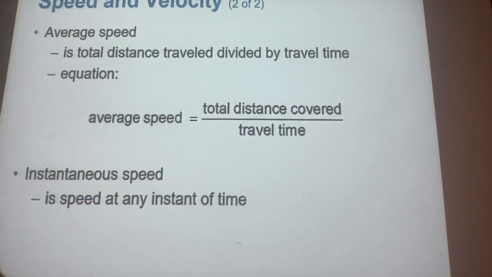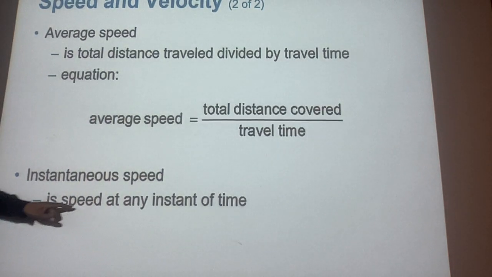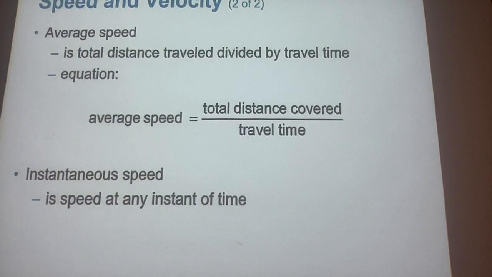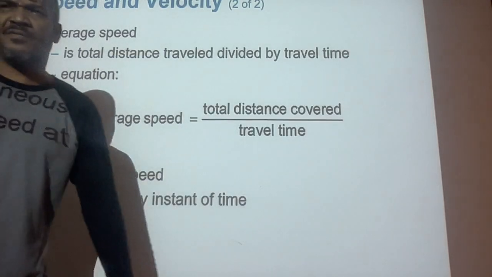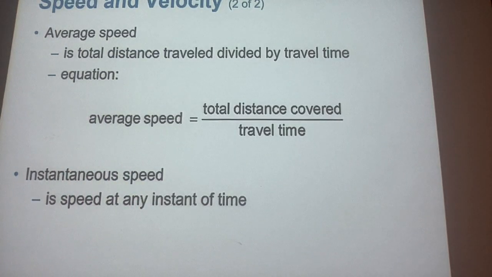That's the difference between average speed and instantaneous speed. Instantaneous speed tells you how fast at any time. It's a little bit more accurate than an average. But we're going to deal mostly with average in this class. Instantaneous is like a higher level of mathematics.